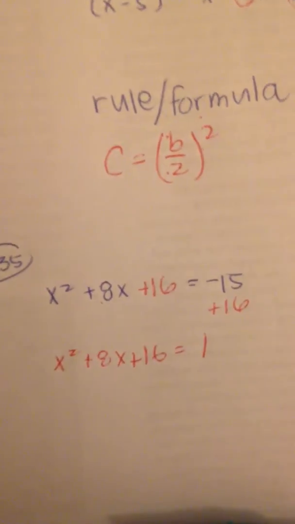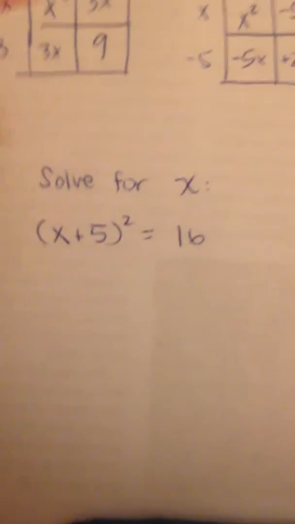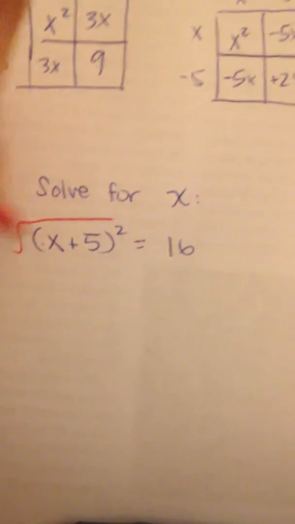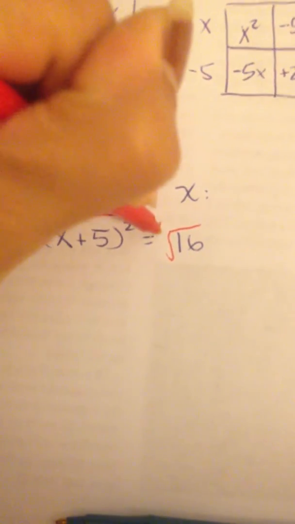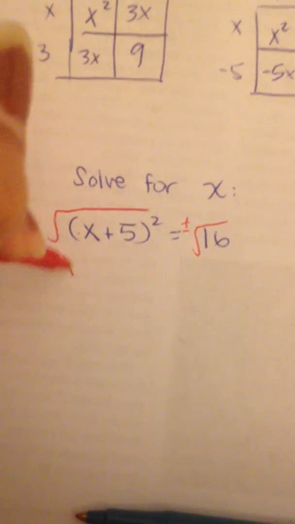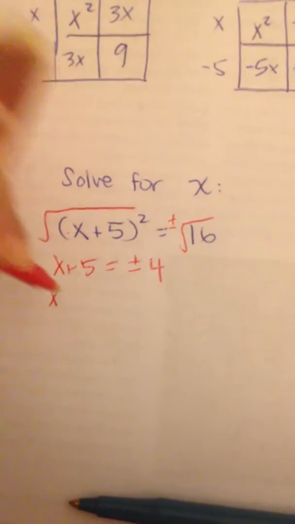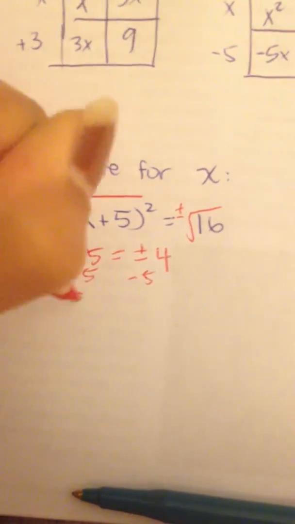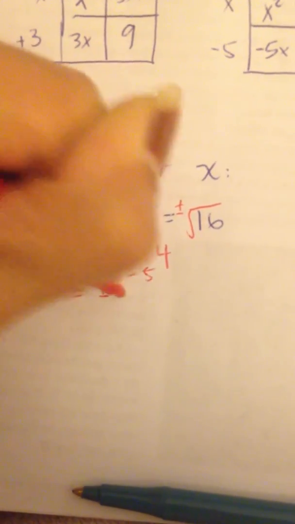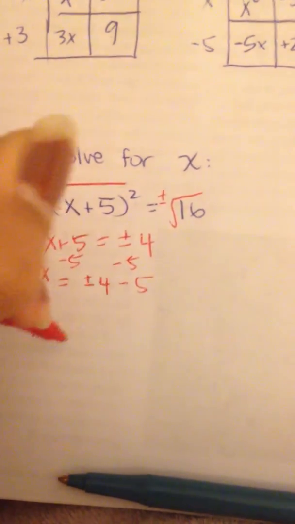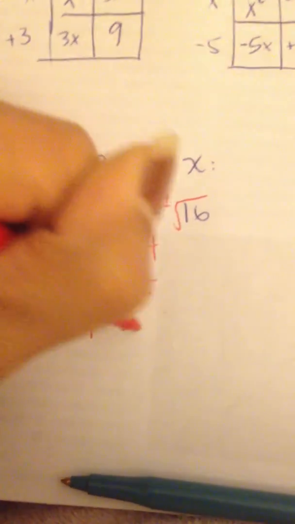Why is this important? If you have a square, here's another example, sorry, I'm going backwards. If you have a square, in order to solve for x that's inside the square, you can take the square root of both sides. Anytime you take the square root of a number, you need to put plus or minus in front of it. So now this is going to be x plus 5 equals plus or minus the square root of 16, which is 4. So when you solve for x by subtracting 5 on both sides, you end up with plus or minus 4 minus 5. So you have two answers. x could equal positive 4 minus 5, which is negative 1, or negative 4 minus 5, which is negative 9.